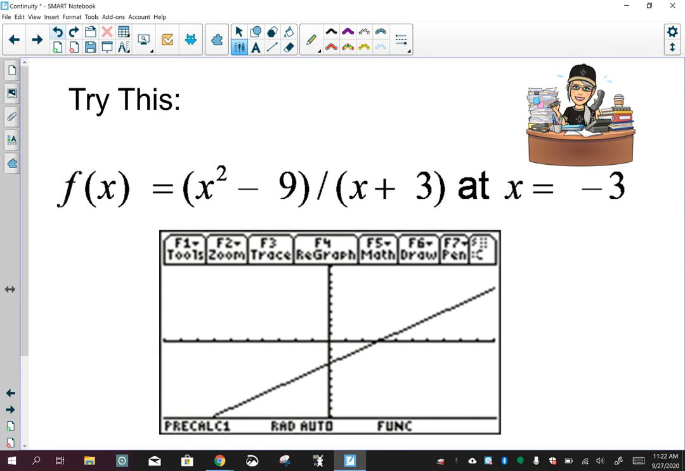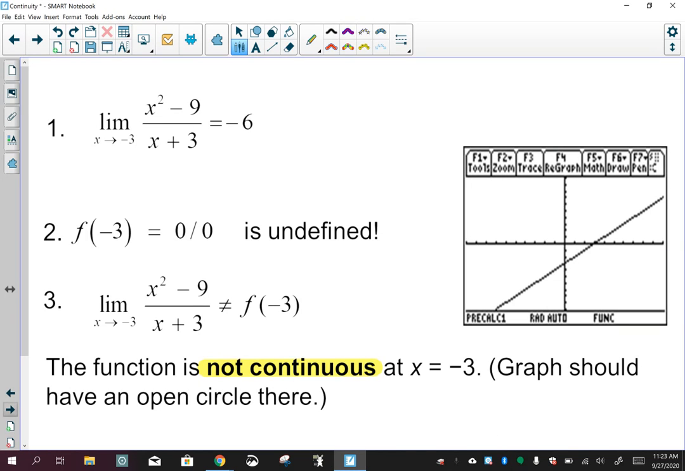Take a moment and see how everything is going, and then hit the unpause button and we will check to see if you're right. All right, let's see how you did. If you applied the continuity test, then that is what you should have gotten.